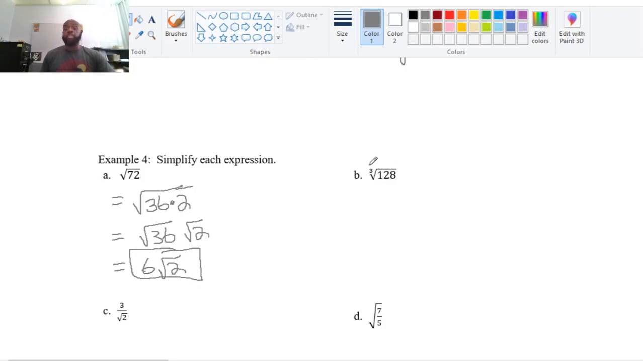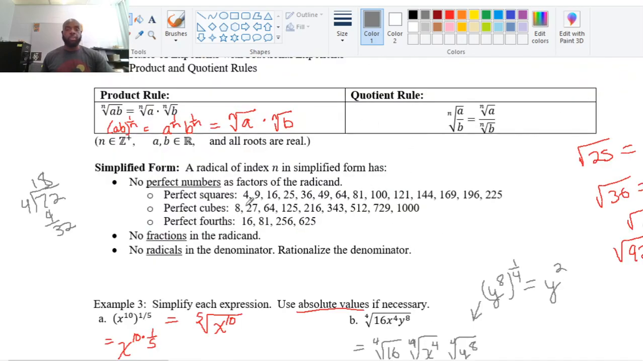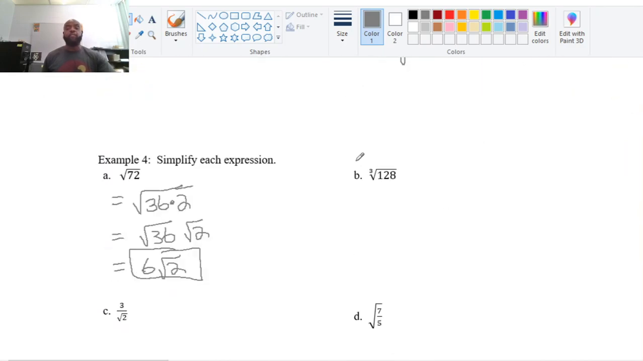Let's look at the cube root of 128. Now I have an index of 3, and let's go back to that list of perfect cubes. 128 is not on there. So let's see if 8 goes into 128. It doesn't. Does 27 go evenly into it? No, I don't believe so. But 64 does. And so we can write the cube root of 128 as the cube root of 64 times 2. The cube root of 64 is 4. And I can't simplify the cube root of 2, so it stays the cube root of 2. This is in completely simplified form.